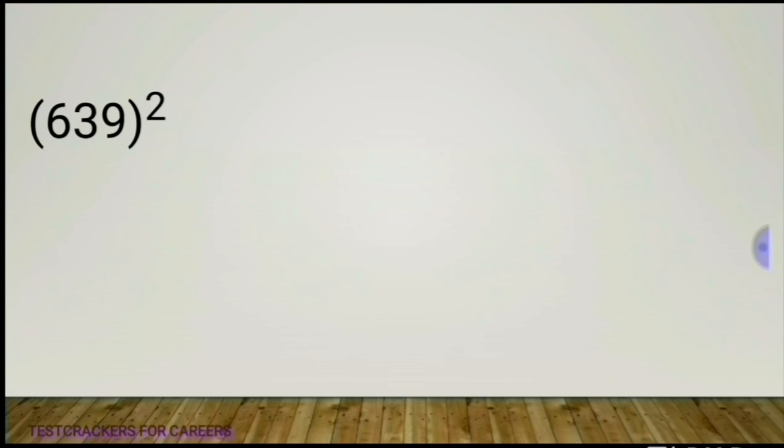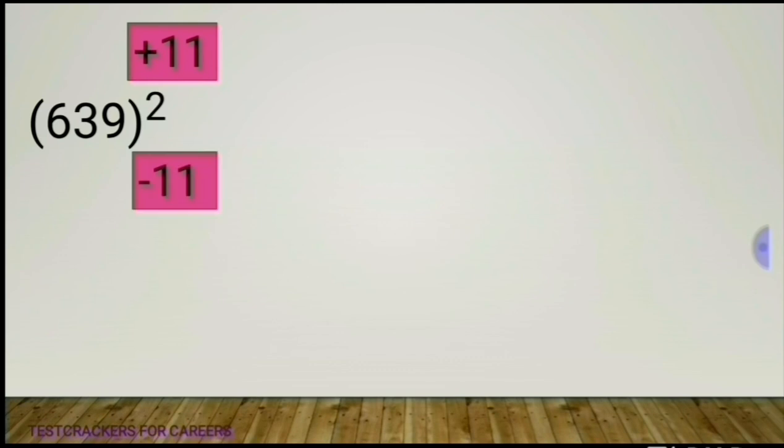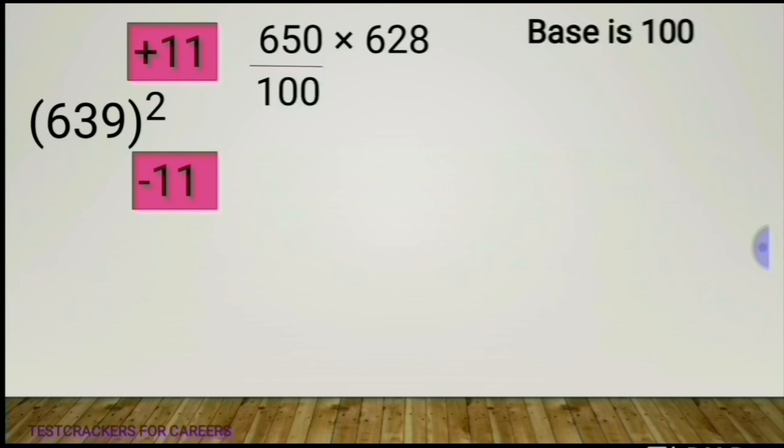Now let's find the square of 639. If we take 600 as the nearest tens number, the difference between 600 and 639 is great. So let's take 650 as the nearest tens number. The difference between 650 and 639 is 11. So we are going to add 11 and subtract 11 from 639. And we get 650 into 628. Since the base is 100, we divide 650 by 100.